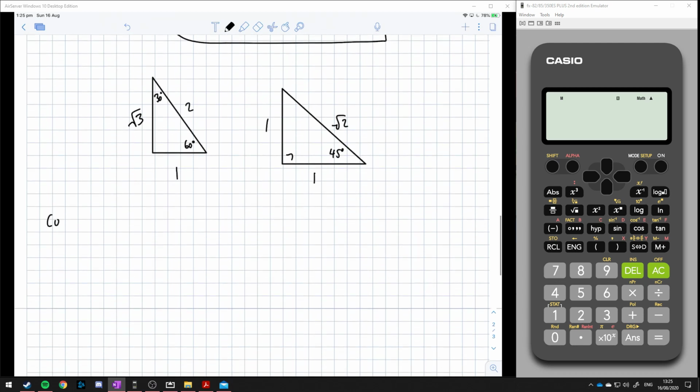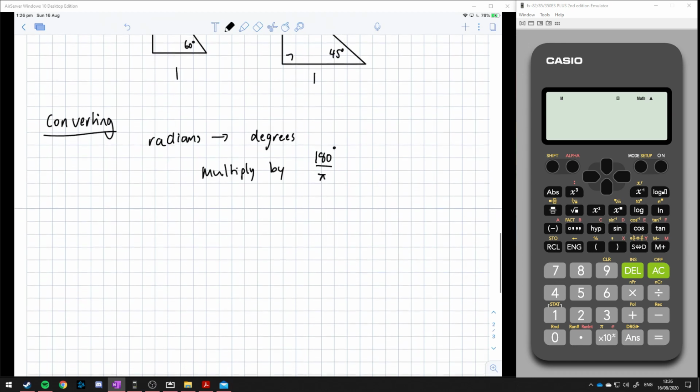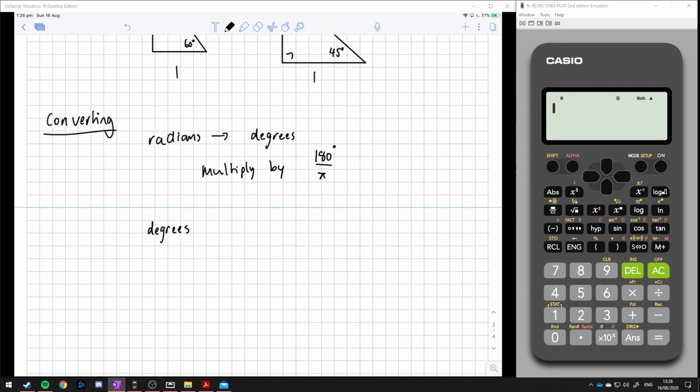So if we want to do our main converting, in this case, to convert from radians to degrees, it's pretty easy. So radians to degrees, we're going to multiply by 180 degrees on pi. And then to go backwards, of course, so degrees to radians, we're going to divide by 180 degrees on pi, or times by pi on 180, whichever way you can see it.